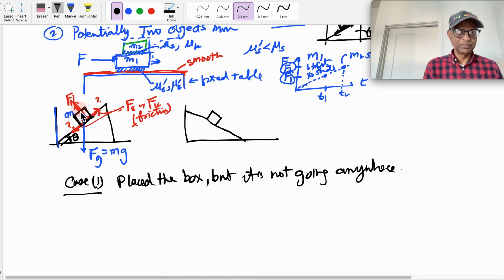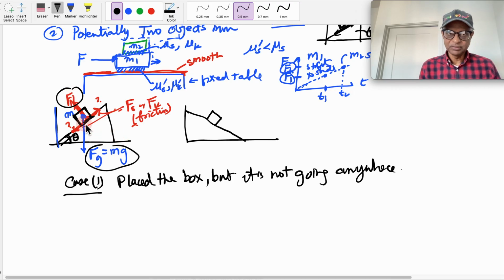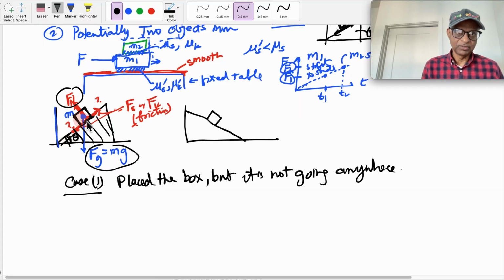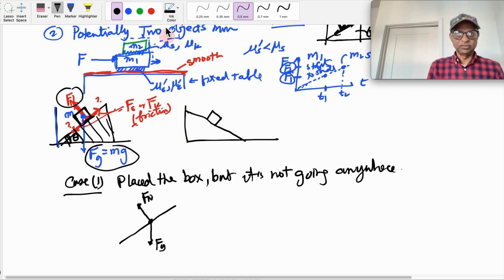So you have this force, and this force is going to be there because you are pressing on the surface. So this wedge is applying a normal force on the block. Okay, so if you look at the force situation, two forces you already know. You have Fg and you have Fn, and they're pointing in different directions.